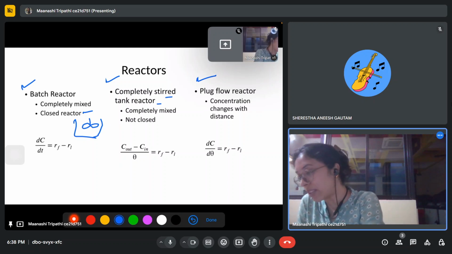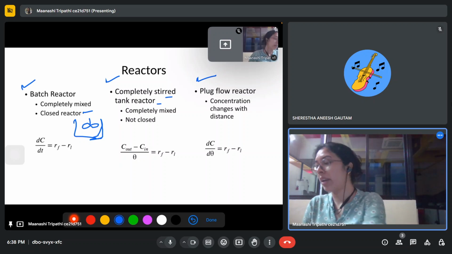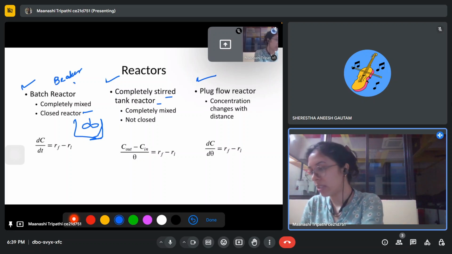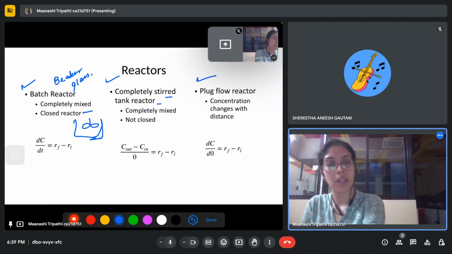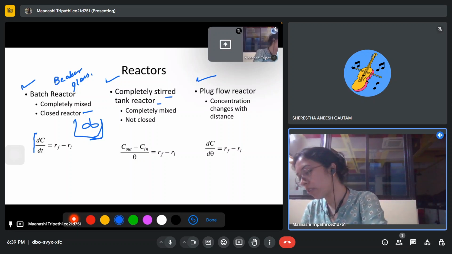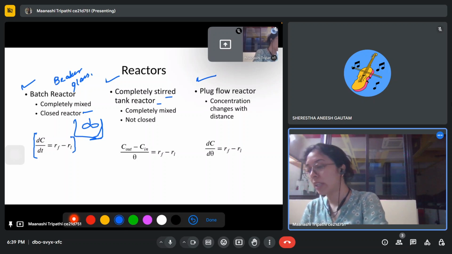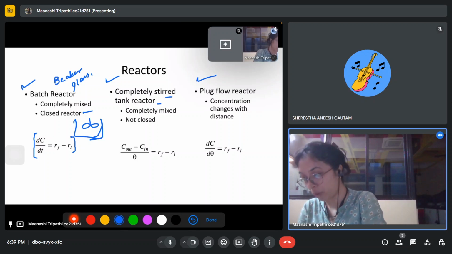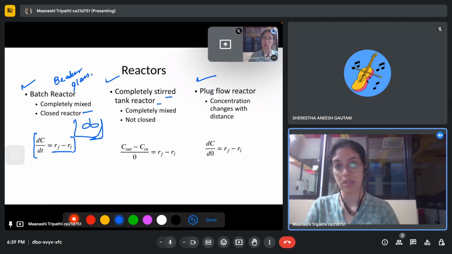So the batch reactor is a closed reactor. The examples can be a beaker, or a glass, or anything you can think of. So this is the equation of the batch reactor: the rate of change of concentration with time is equal to rate of formation minus rate of loss.